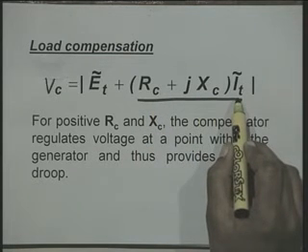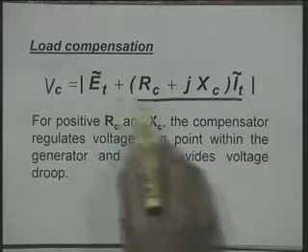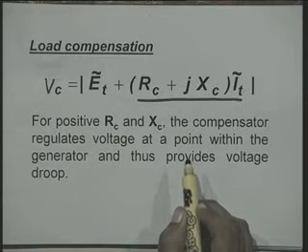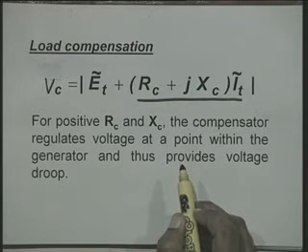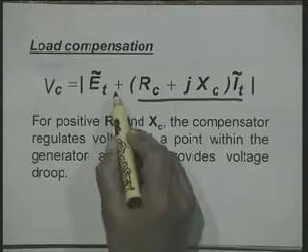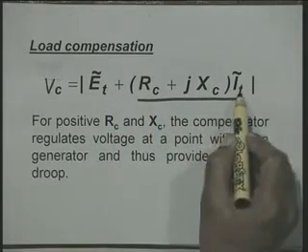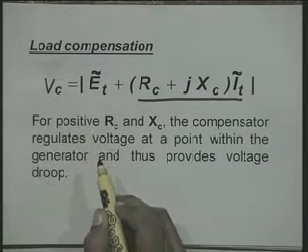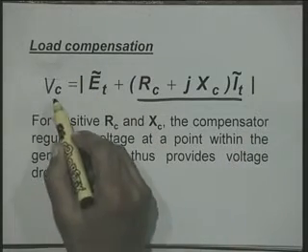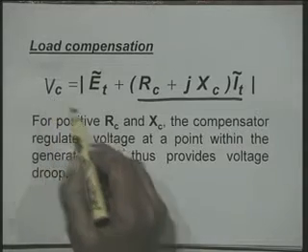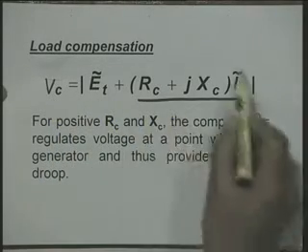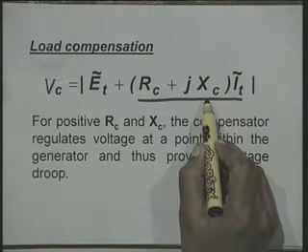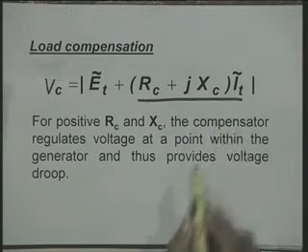Multiply this by the terminal current, and you perform this phasor addition and obtain a quantity, Et plus (Rc plus j times Xc) into It. This is a phasor, a complex number. Find the magnitude of this, and therefore Vc is a scalar quantity, and this quantity Vc represents the terminal voltage plus the voltage drop in the impedance Rc plus j times Xc.